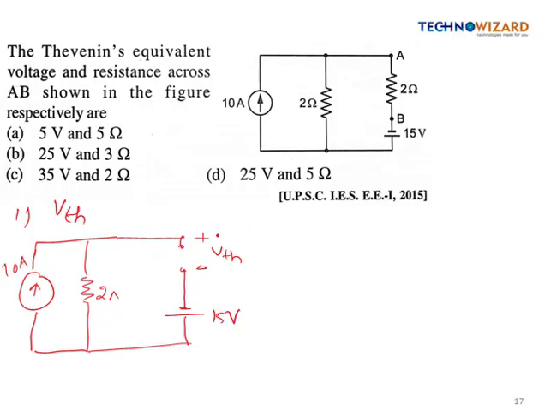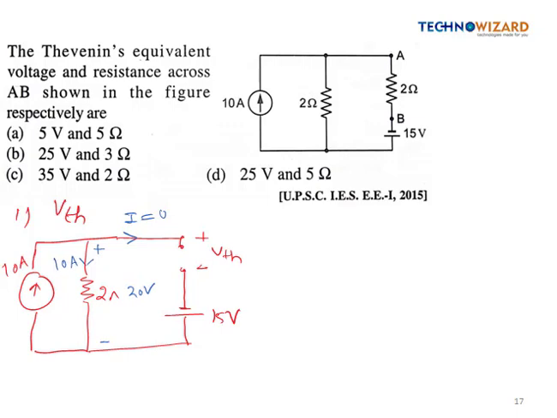So this 10 ampere current will come from here, and here no current will flow as it is open circuited. So this entire 10 ampere current will flow like this. The voltage drop will occur like this, and the 10 ampere will flow like this. So the voltage across the 2 ohm resistance is 20 volt, right?